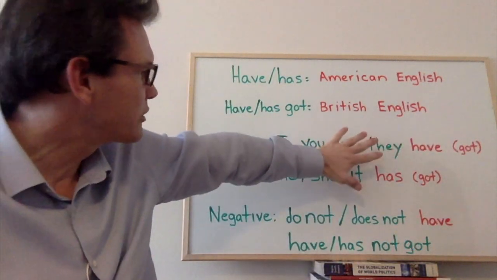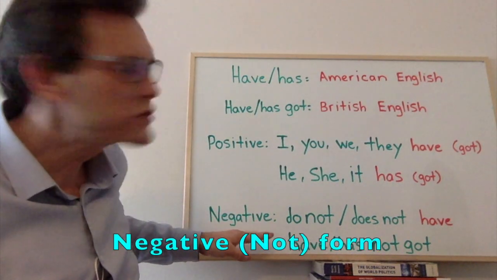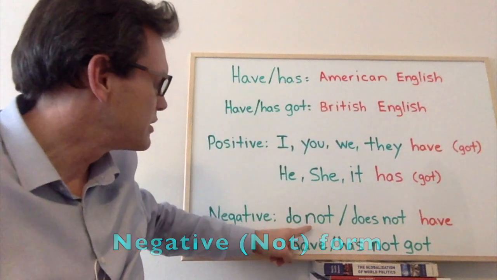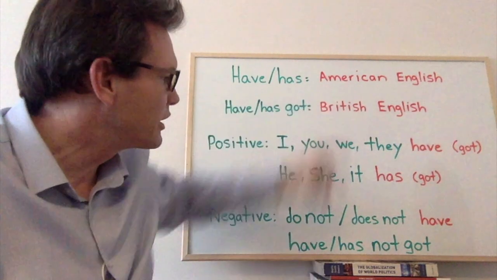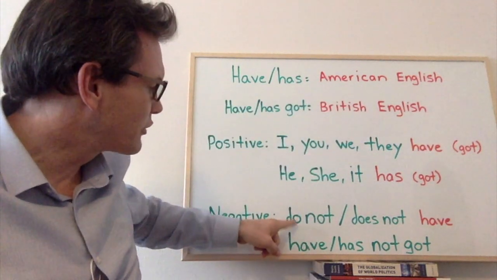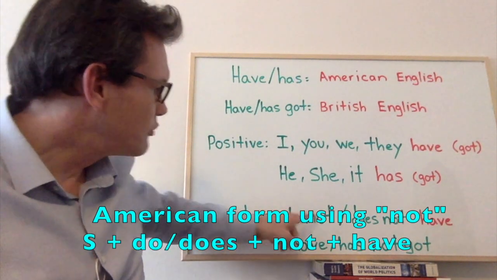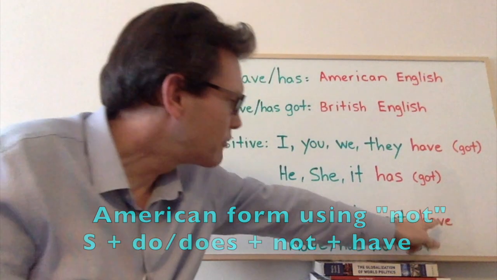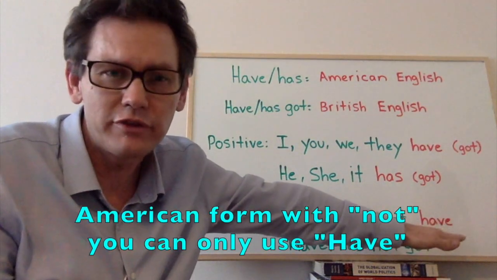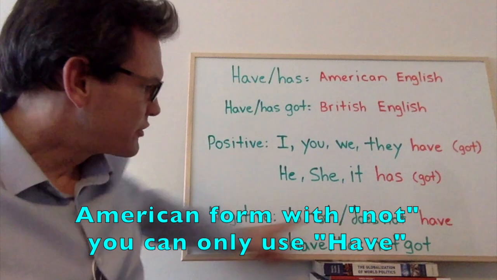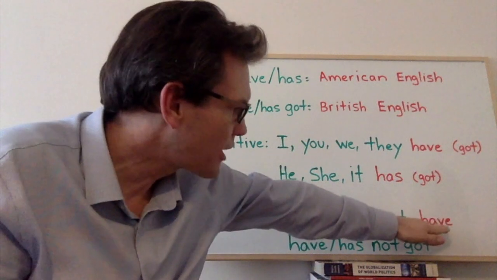It's pretty straightforward here. However, if you're looking at the negative form, it is very different, especially for American English. Okay? So if you're trying to make this a negative sentence using American English, you have to use the auxiliary verb do in front of it. So for example, I do not have money. Now don't forget, you always have to use have here. There's no has here at all for negative sentences. For does, she does not have money. Okay, so it's always have, don't forget.